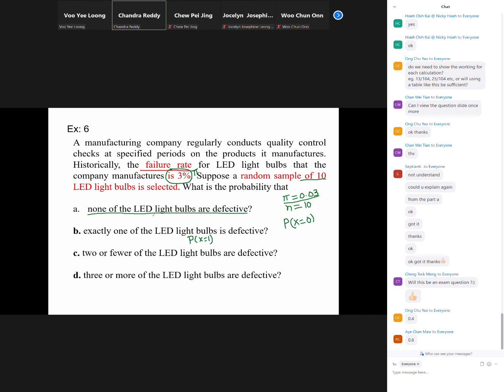Okay, so C is 2 or fewer of the LED bulbs are defective. So here you are looking at the probability of X less than or equal to 2. Then, what is the probability that 3 or more of the LED bulbs are defective? So we can write the probability of X greater than or equal to 3.